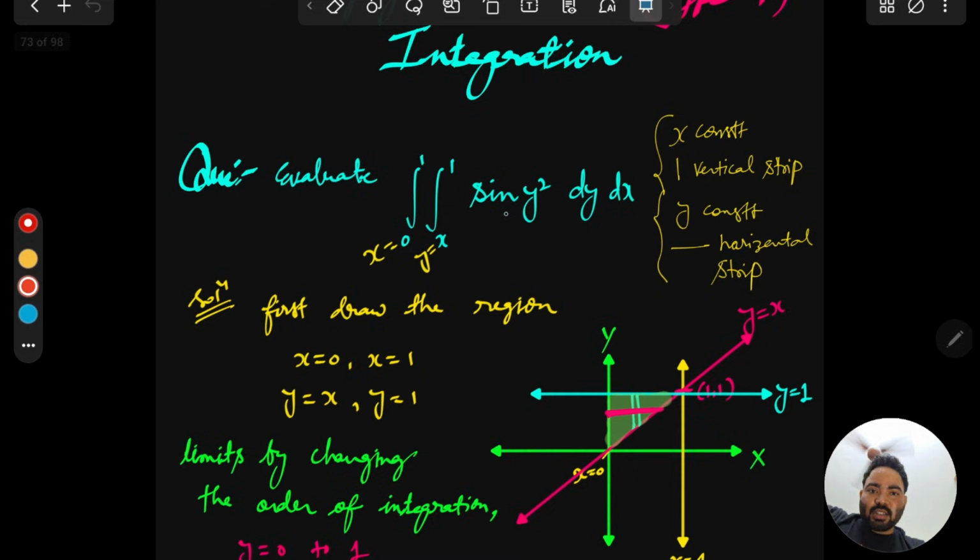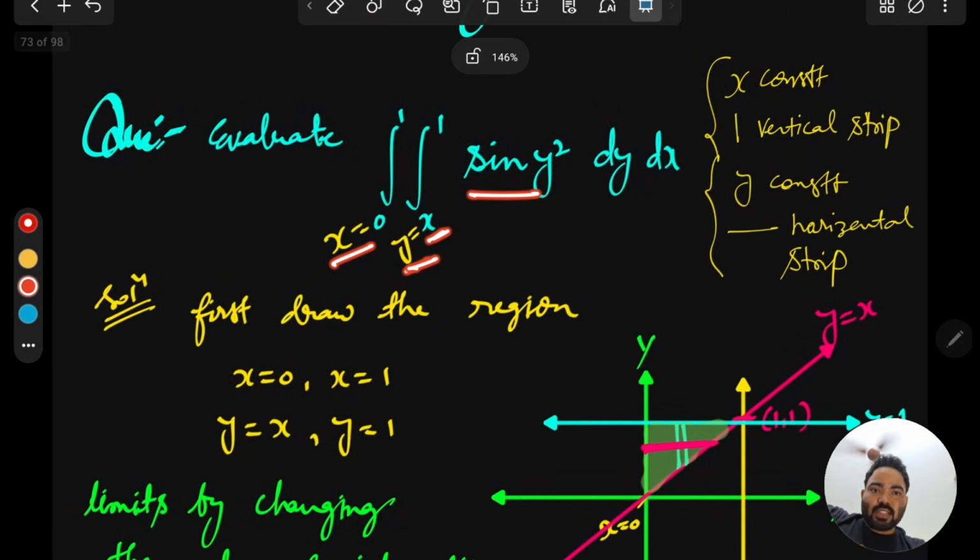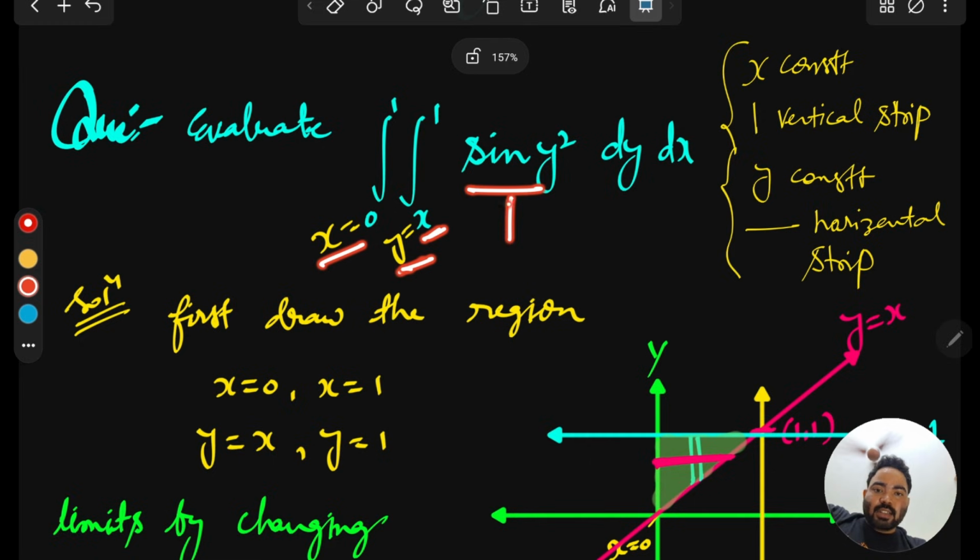So this is the question here. You have to see, this is the limit in x, so this is the y limit, and if this is y, then this is the x limit. And now you have to integrate sine y square first, and clearly you can see, if you are going to integrate with respect to y first, then you don't know the integration of sine y square, obviously, and nobody can do it. So what we can do here is first draw the region.